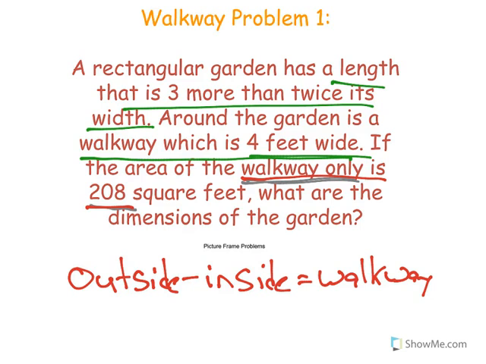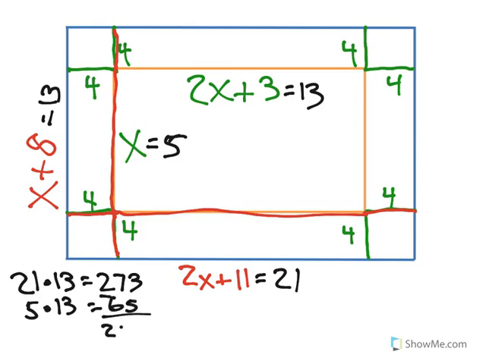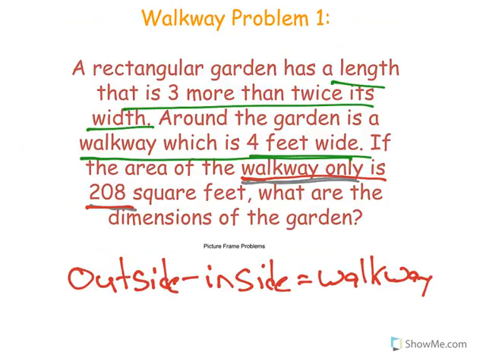Okay, so my area of the outside is 21 by 13, right, which is going to be what, 273. And the area of my inside is going to be 5 by 13, which is 65. And when I subtract that, I should end up with 208. Which is exactly what we expected. Let's go back. Let's give ourselves a little check here that it worked.